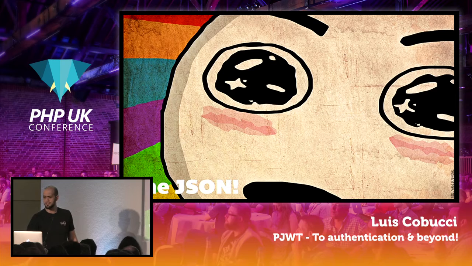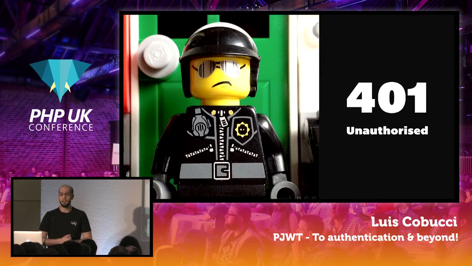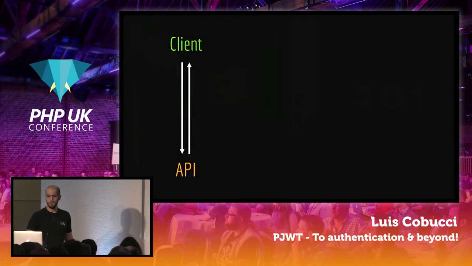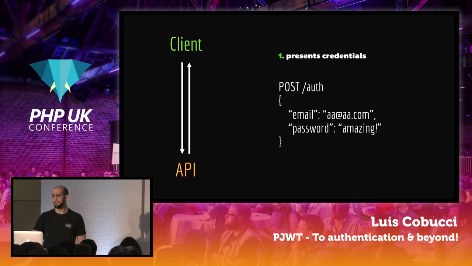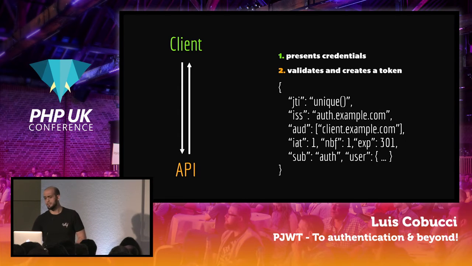The first use case, or the most common use case, is about authorization and authentication, where you have two sides of it, the client and an API. The client basically presents the credentials, the API validates the credentials. This is basically an example of the object that you can use as JSON content. We're going to talk about what it means.